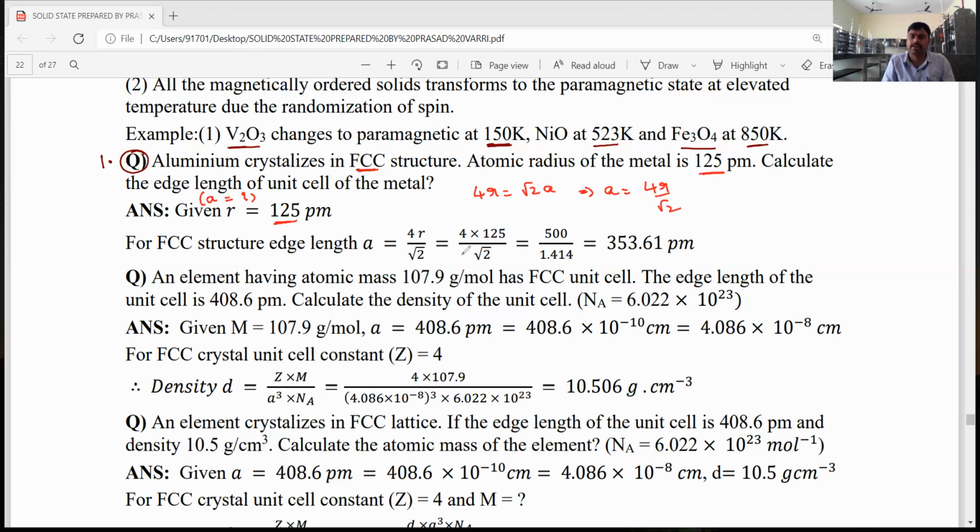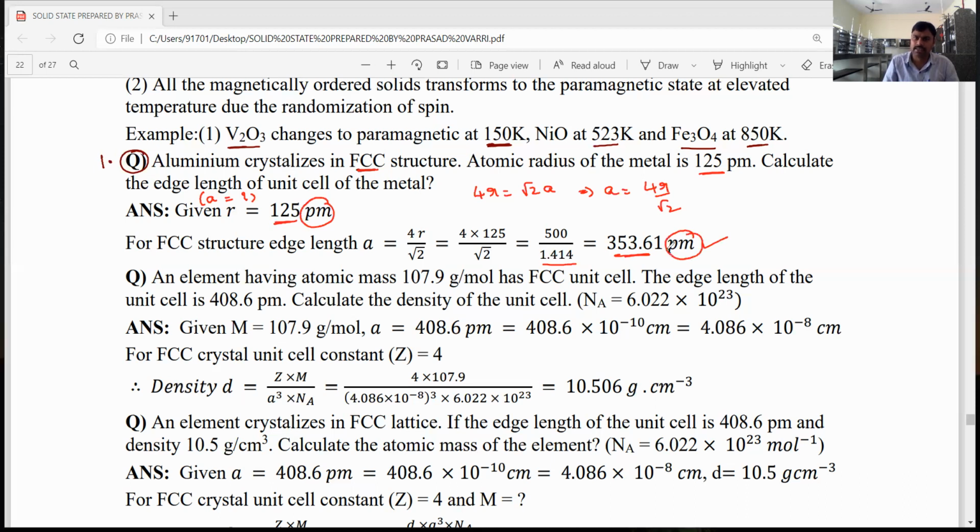The r value they gave in the question, so you just have to substitute the r value: 4 into 125 divided by root 2. Root 2 value is 1.414. Then the edge length of the FCC crystal is equal to 353.61 picometers, because the length they gave is in picometers.